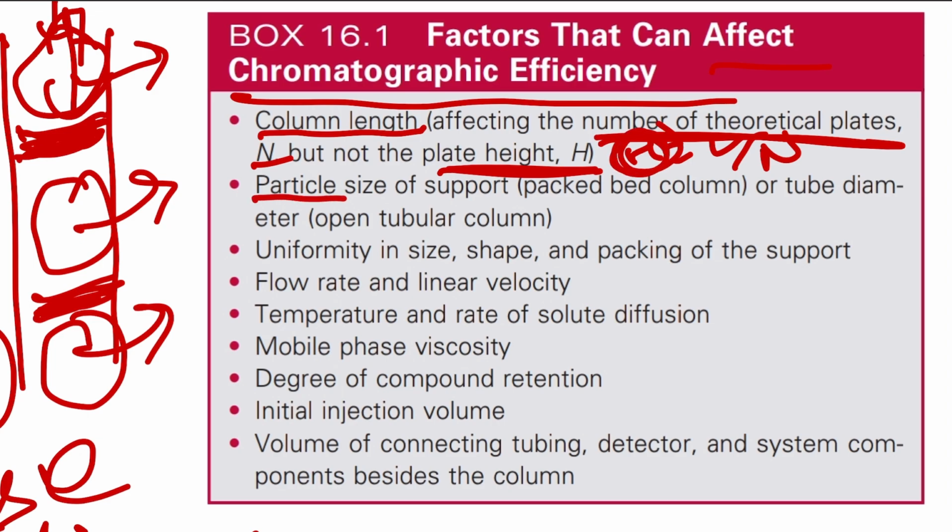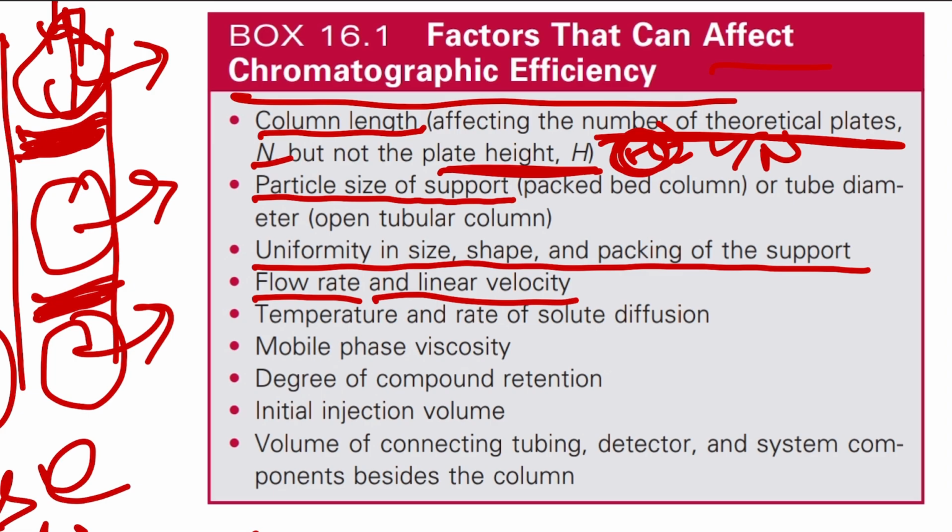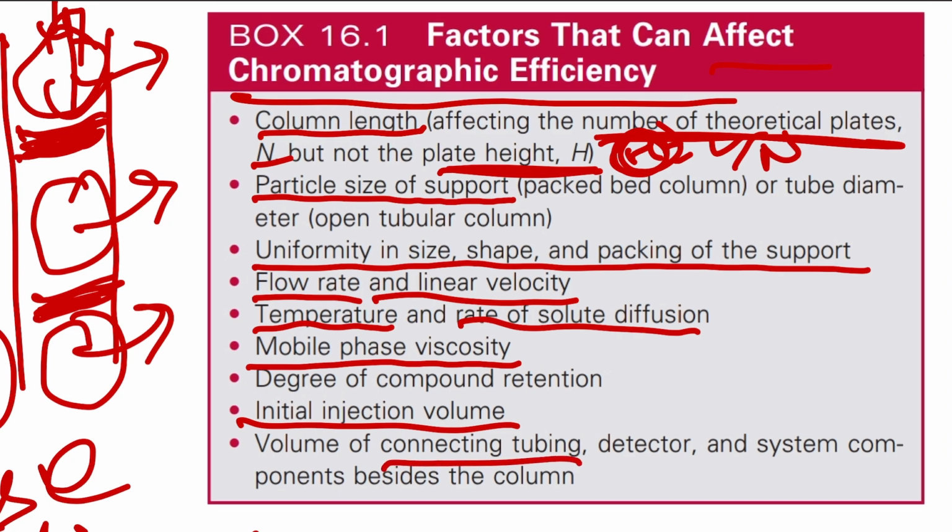Next, the particle size of the support. If the particle size is smaller, then it will give a larger surface area and hence better efficiency. Then uniformity in the size, shape and packing of the support. Then the flow rate and linear velocity of the mobile phase, the temperature of the entire system, the rate of solute diffusion, then the viscosity of the mobile phase, because it decides the retention time, given how the mobile phase is flowing. Then the initial injection volume and also the connecting parts within the chromatographic system, like the connecting tubings, and the detectors will also affect the efficiency of the chromatography.